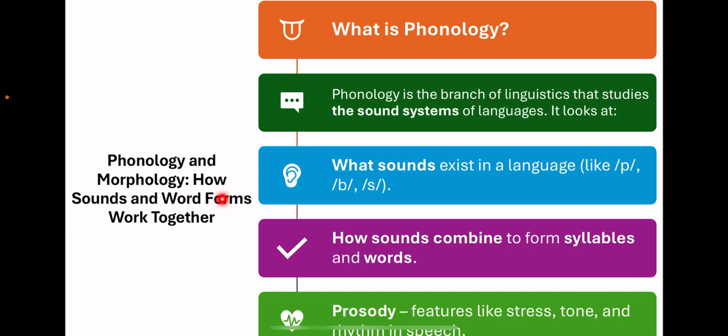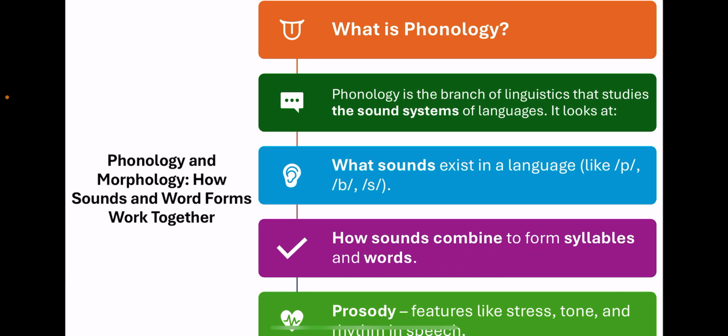Now, phonology and morphology: how sounds and word formation work together. What is phonology? We defined what morphology is; now we are defining what phonology is. Phonology is a branch of linguistics that studies the sound system of language. It looks at what sounds exist in a language, like p, b, and s. So it studies what kind of sounds exist in a language, in Urdu, in Pashto, in English. Secondly, phonology also studies how sounds combine to form syllables and words. Different sounds are combined to make meaningful words or to form syllables. It is also the work of phonology.